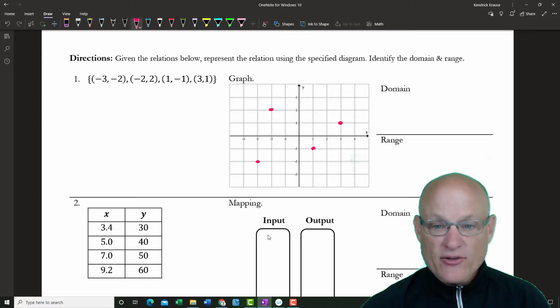So if I had to list out the domain, if I did these domains in order from left to right, it would be -3, -2, 1, and 3.